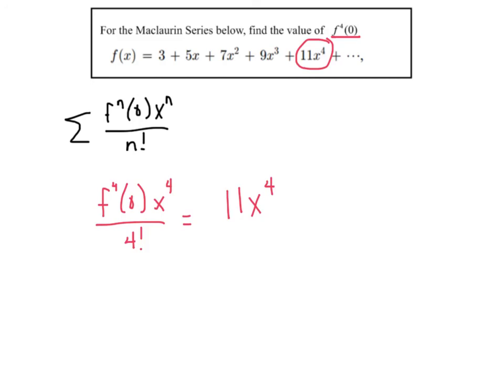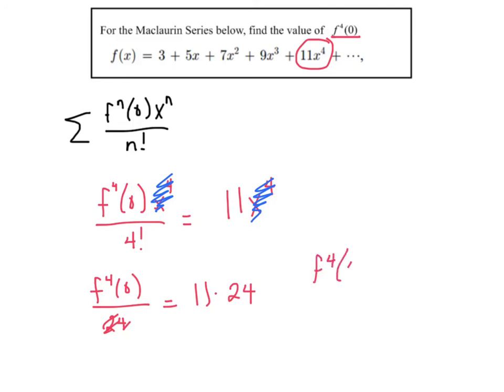Well, of course, the x to the 4ths don't really matter here. So if I say, all right, the 4th derivative at 0 divided by 4 factorial is 24, that's equal to 11. Well, I multiply 24 on both sides. So I end up with the 4th derivative at 0 being equal to 264.